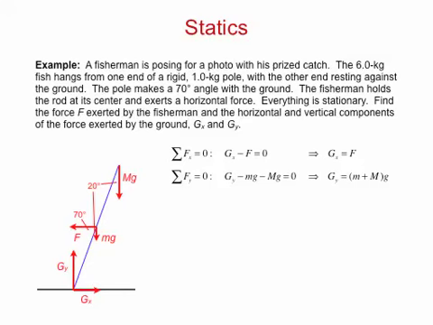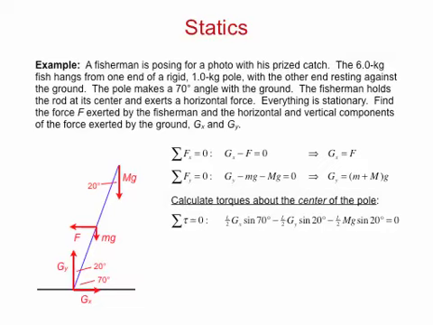Now let's repeat the calculation, but this time calculating torques about the middle of the rod. For this choice, F and little m g produce no torque, but G sub x and G sub y do. So we no longer care what angle F and little m g make with the rod, but we do care that G sub x and G sub y make angles of 70 degrees and 20 degrees respectively. Nothing changes in the force equations, of course, but the torque equation now takes on a different form.